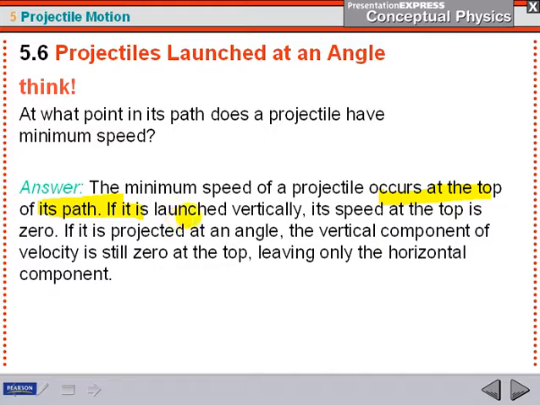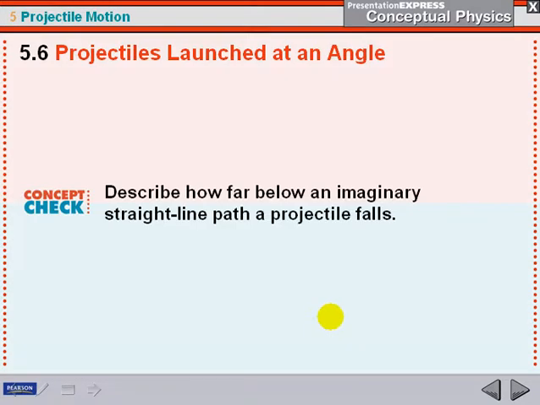If we throw a ball straight up and down, remember I said there's that point where it basically is hanging at the top. And if you launch anything at an angle, when it reaches that very top, the vertical velocity is still going to be 0. However, you are going to have a horizontal component. So at this point in the path, the vertical velocity is going to be 0, but it's still going to have horizontal velocity.